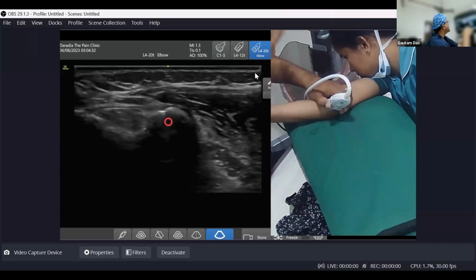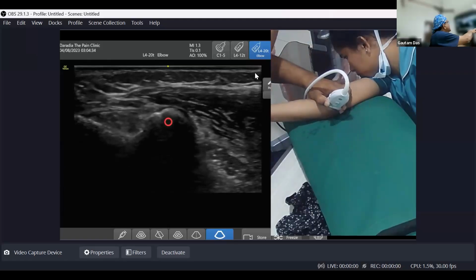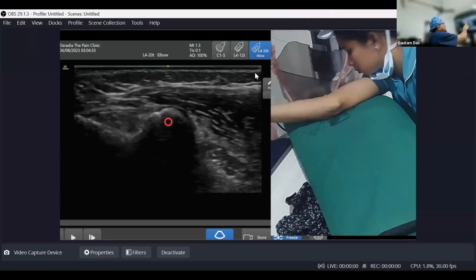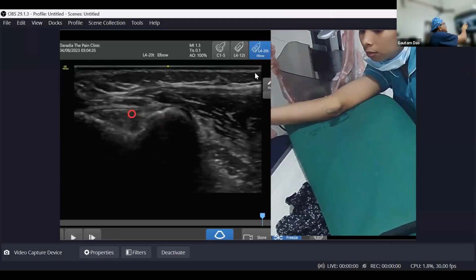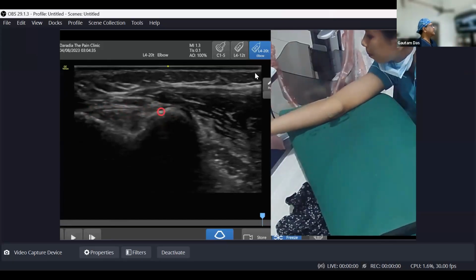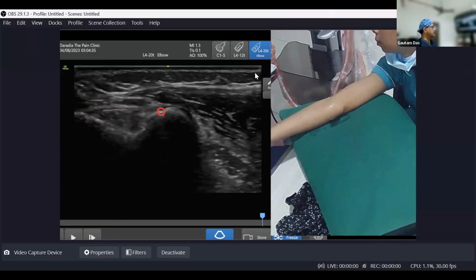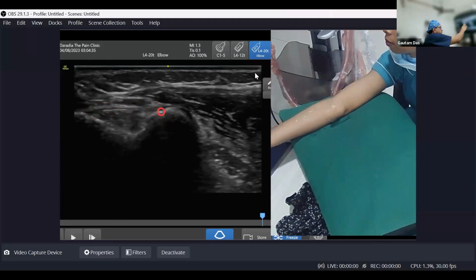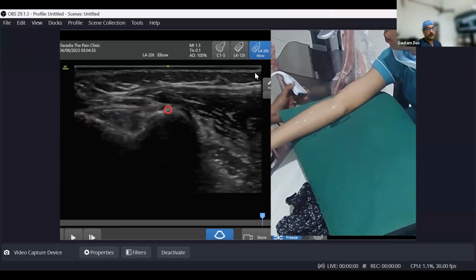Now this is very nicely seen. This is your transverse band. People say that the transverse band is not visible, but yes, it is visible. If you can understand the anatomy, yes, it is nicely visible. This is your transverse band of the ulnar collateral ligament.